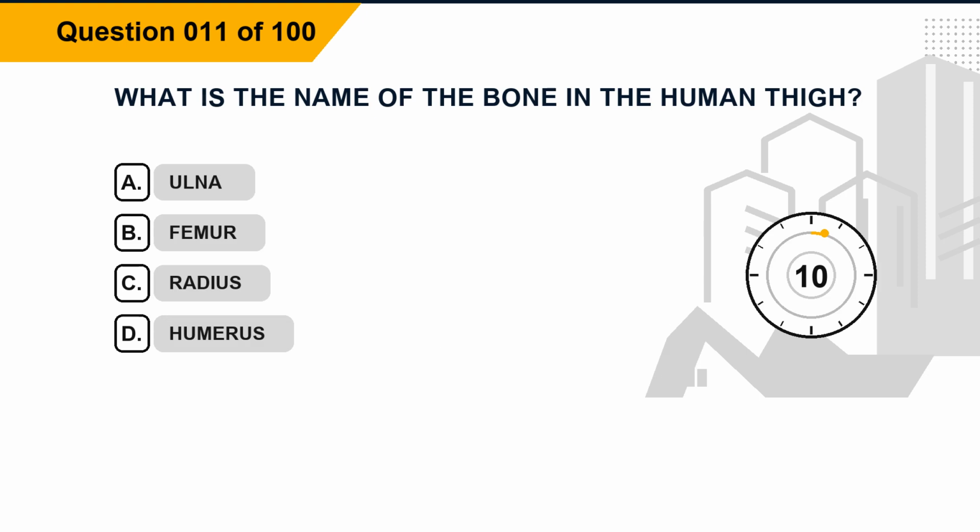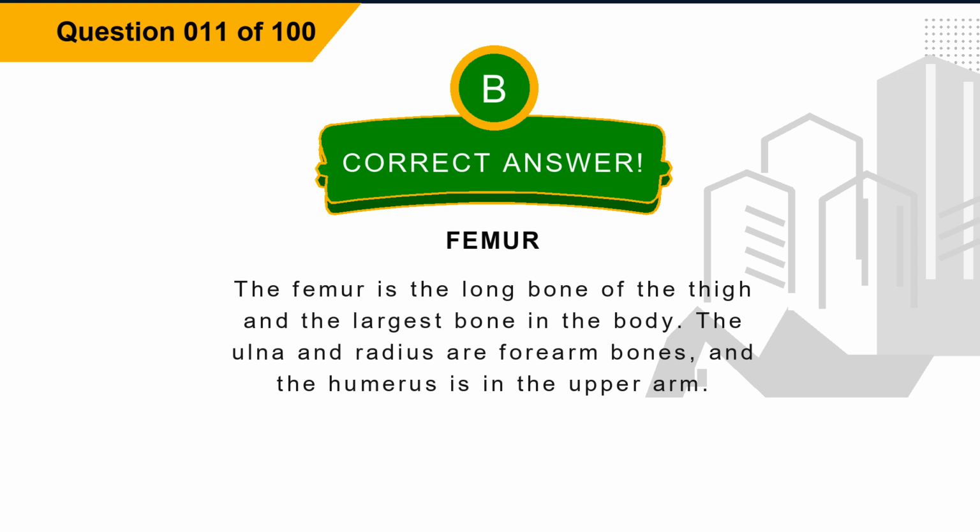Question 11. What is the name of the bone in the human thigh? Option A, ulna. Option B, femur. Option C, radius. Option D, humerus. The correct answer is option B, femur. Explanation. The femur is the long bone of the thigh and the largest bone in the body. The ulna and radius are forearm bones, and the humerus is in the upper arm.